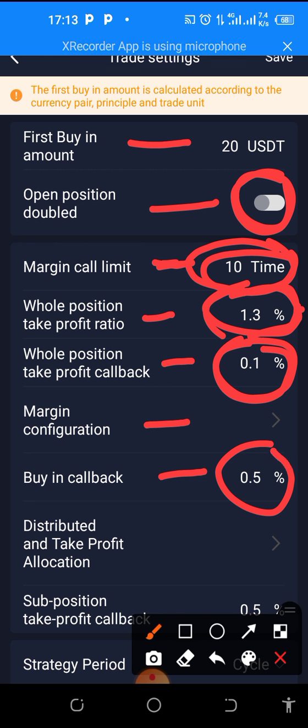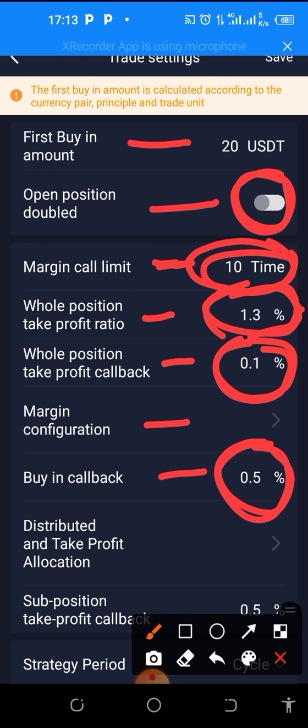The buying callback simply means once profit has been taken for you, the robot will now wait for a further drop of 0.5% before it buys for you again. Before it takes on the next transaction, it waits for a drop, a callback of 0.5%. And that is that.